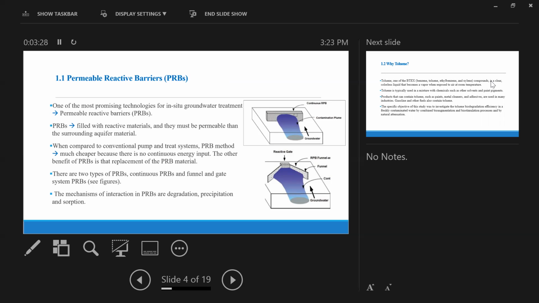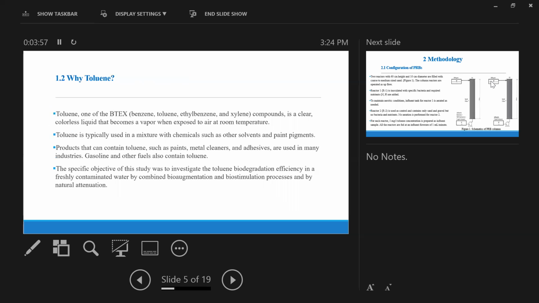In the literature, there are two types of permeable reactive barriers. One is continuous PRB, and the other is funnel and gate PRB, as you can see in the figures. The main mechanisms in permeable reactive barriers to remove pollutants are degradation, precipitation, and sorption. Those are the mechanisms to eliminate contaminants in the subsurface by using PRBs.